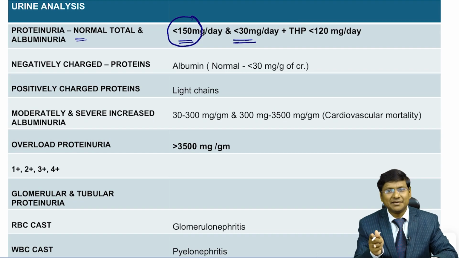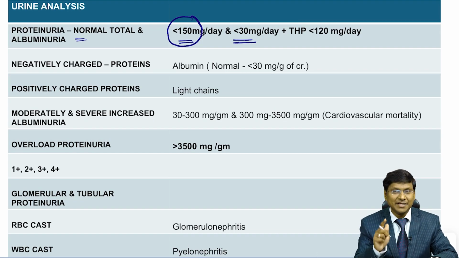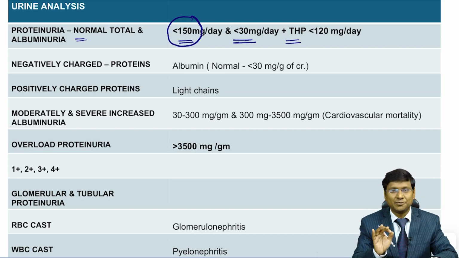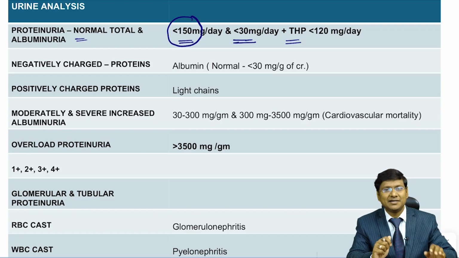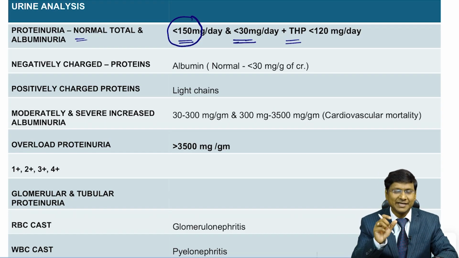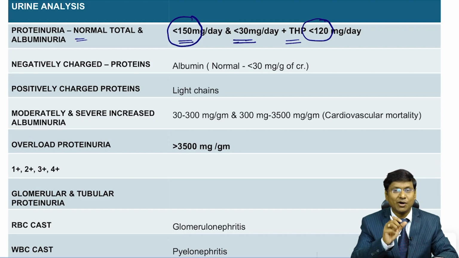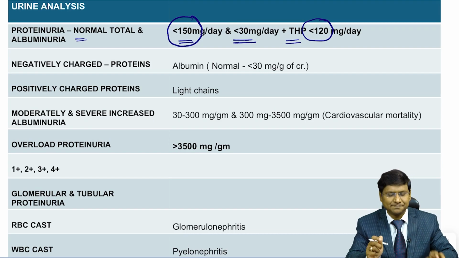Then what is that remaining 120 milligrams? That remaining 120 milligrams is the Tamm-Horsfall protein. The word THP stands for Tamm-Horsfall protein. This particular Tamm-Horsfall protein is secreted by the renal tubules, and it is what contributes to the remaining 120 of the 150 milligrams per 24 hours.